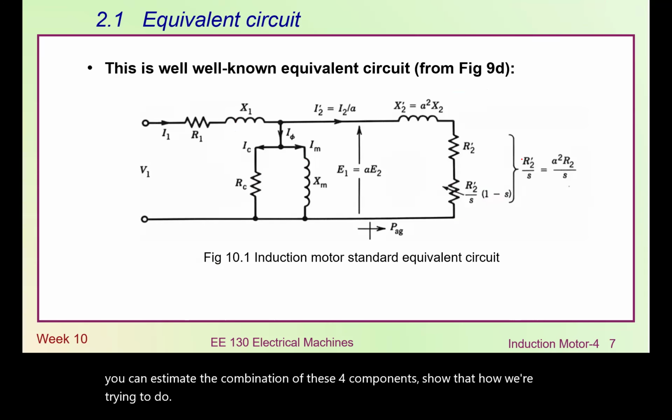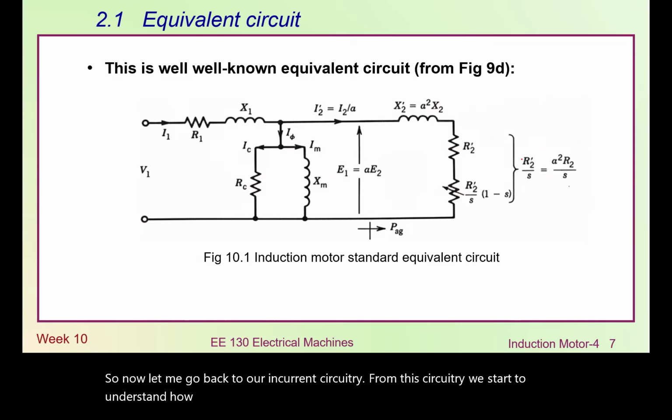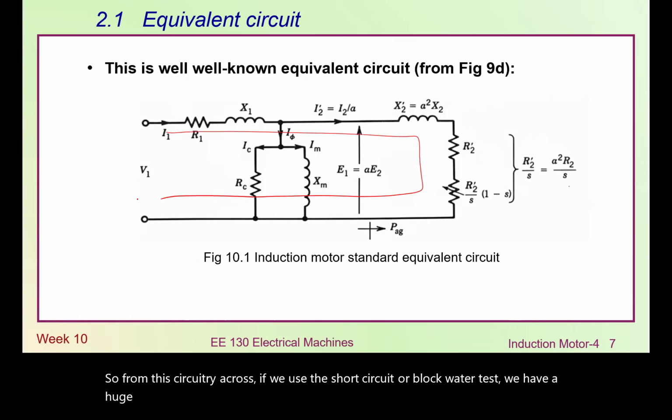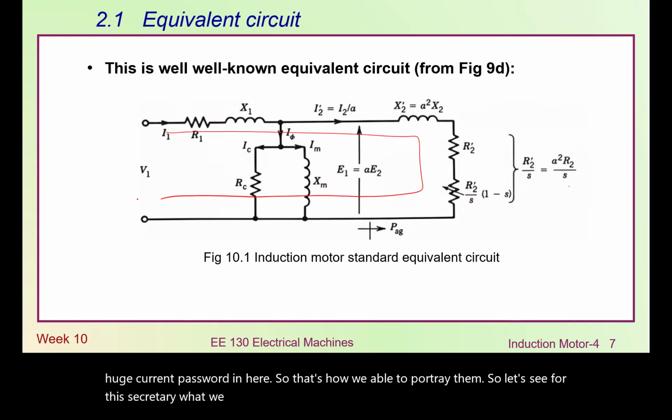Now we go back to our equivalent circuit. From this circuit, we start to understand how we conduct the two major tests, the open circuit and short circuit tests. From this circuit, if we use the short circuit or blocked rotor test, we have a huge current passing through here. So that's how we are able to obtain that. Let's see for this circuit what we can modify.